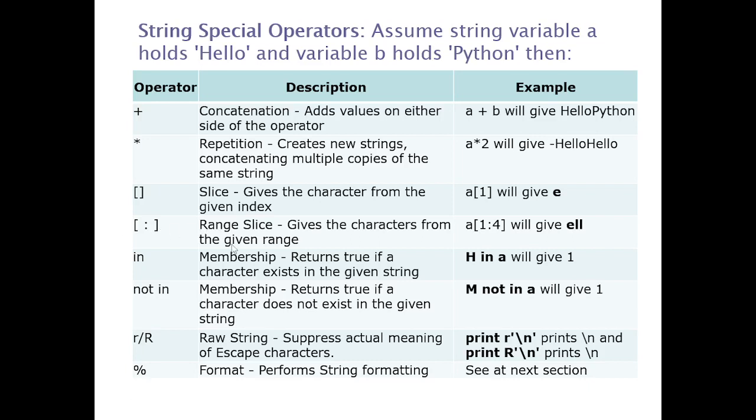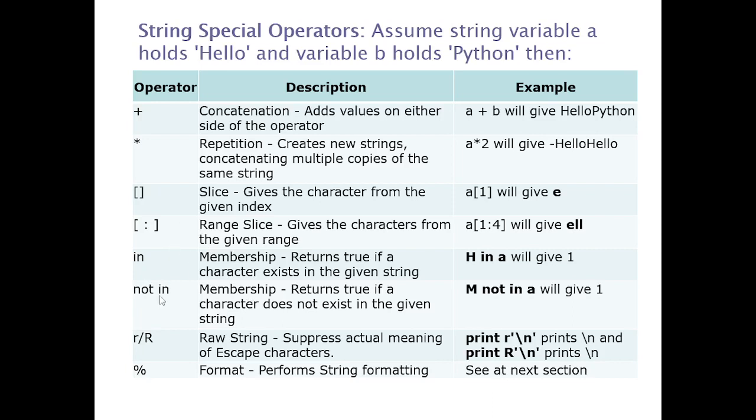Okay. So we continue with the operator in. Then we have the membership. It is called membership. It returns true if a character exists in the given string. So H in A. So once we search H in the value of A, hello, it will give us 1 because it is found. 1 for true and 0 for not found.